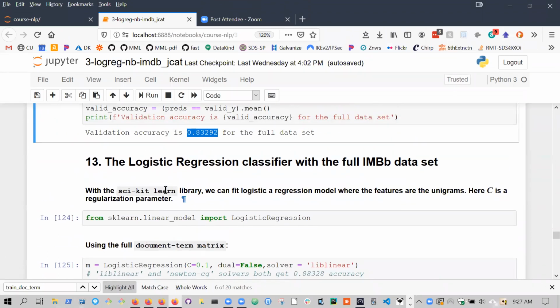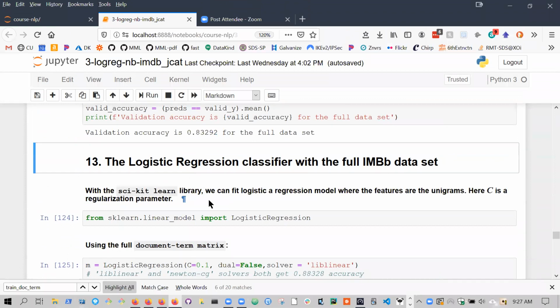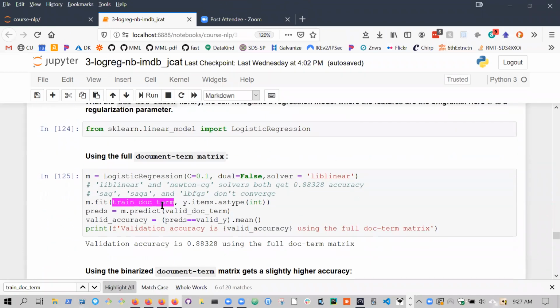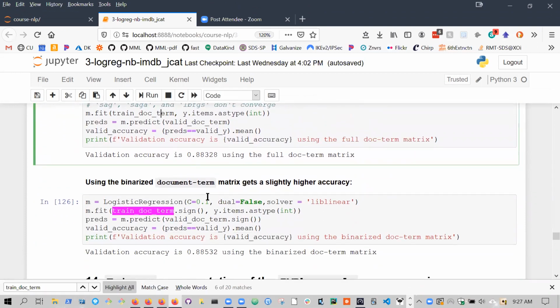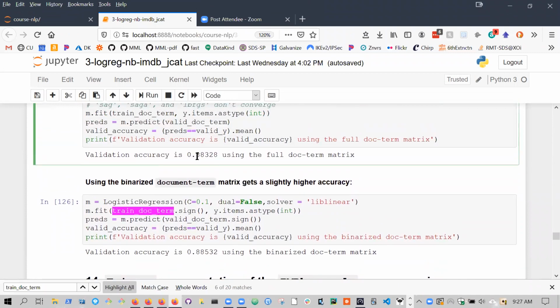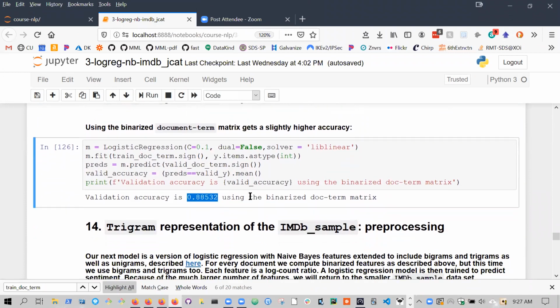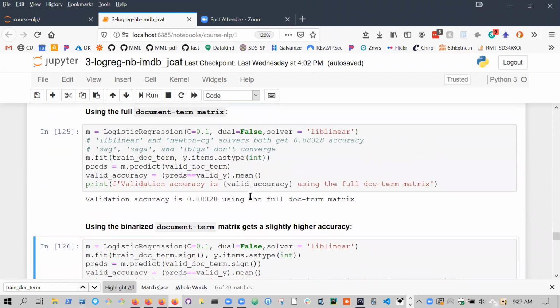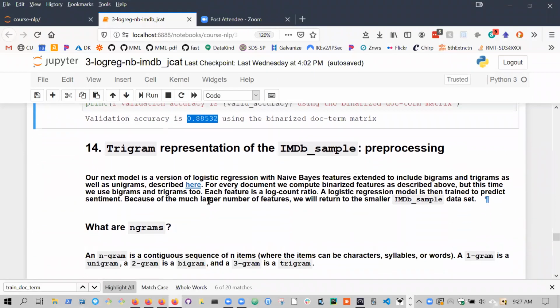The next thing that Rachel does is say, okay, there's another way to compute this. We can just use logistic regression, and you can use either the binarized document term matrix or the regular document term matrix. Again, the binarized got you a slightly better result. So now we got 88.5% using logistic regression. After all that work to develop the naive Bayes classifier, we find that actually it's not the best. Logistic regression does a better job.